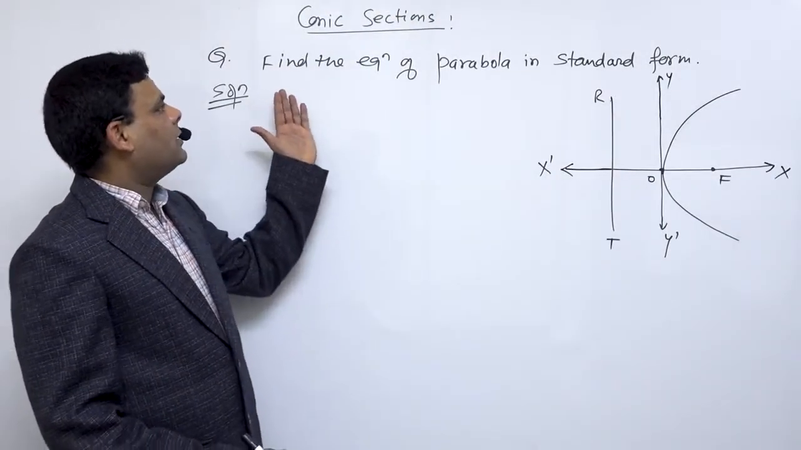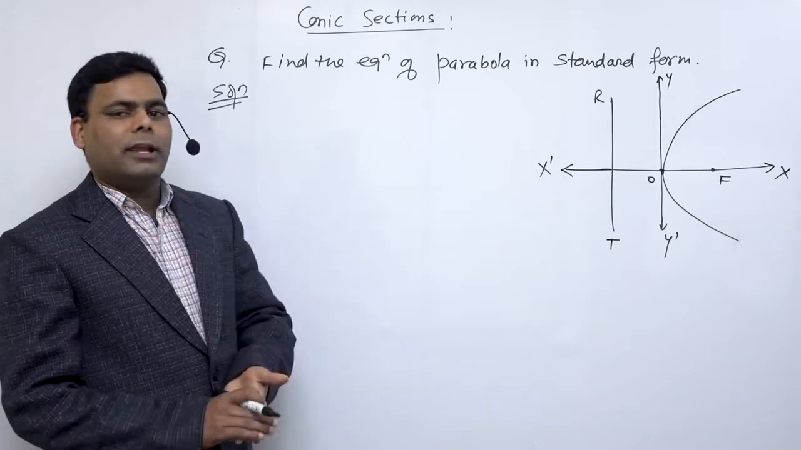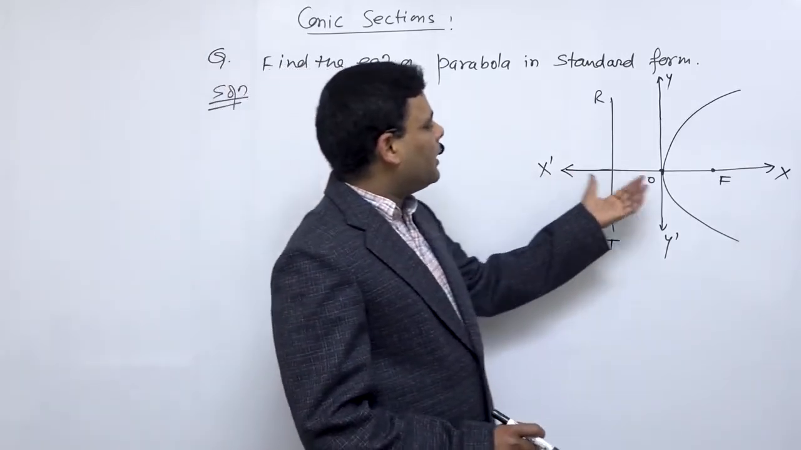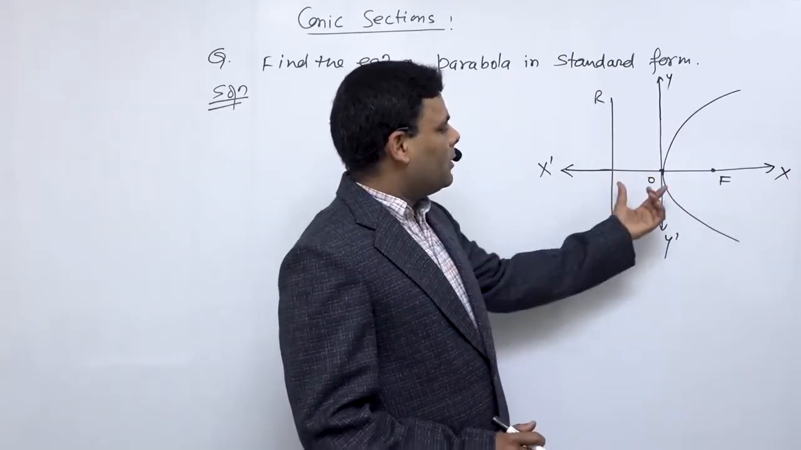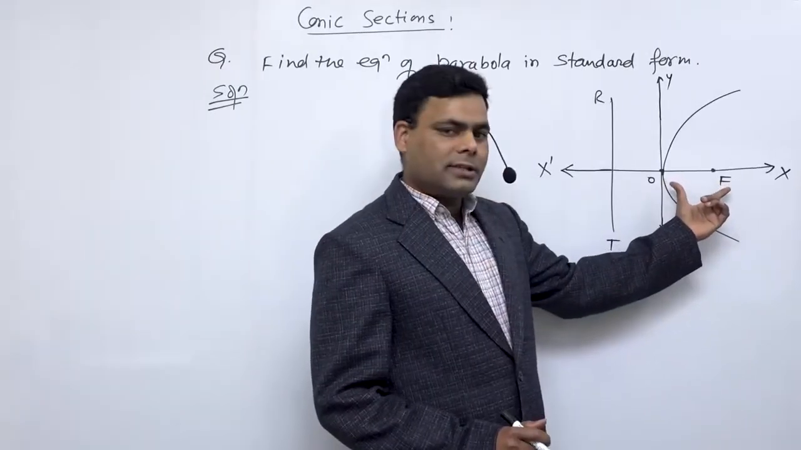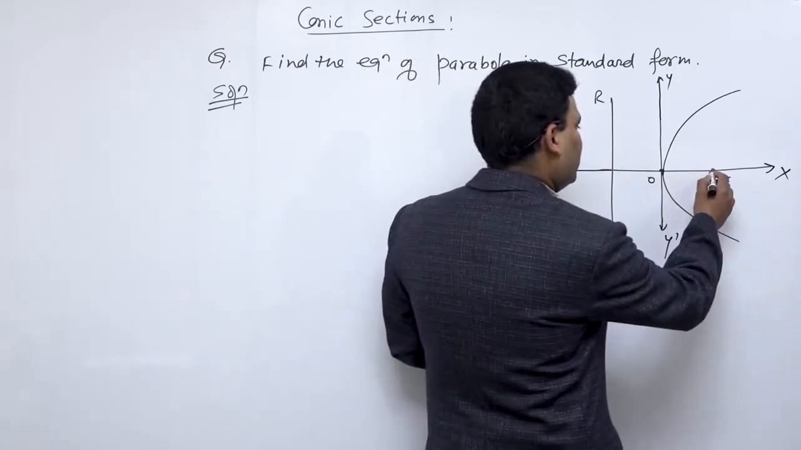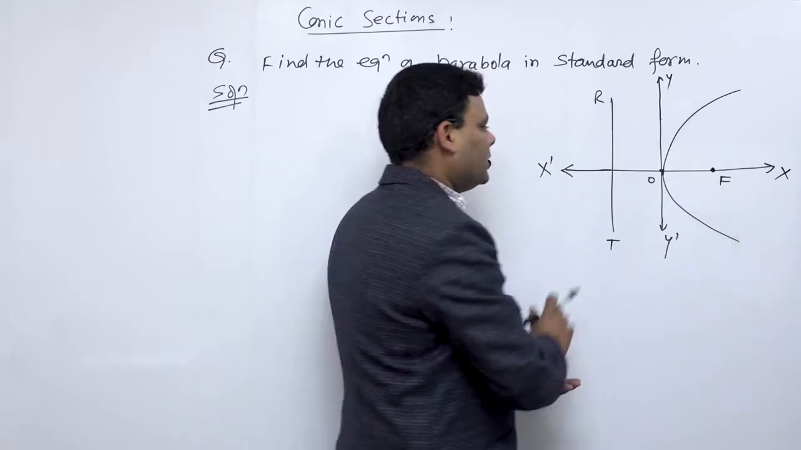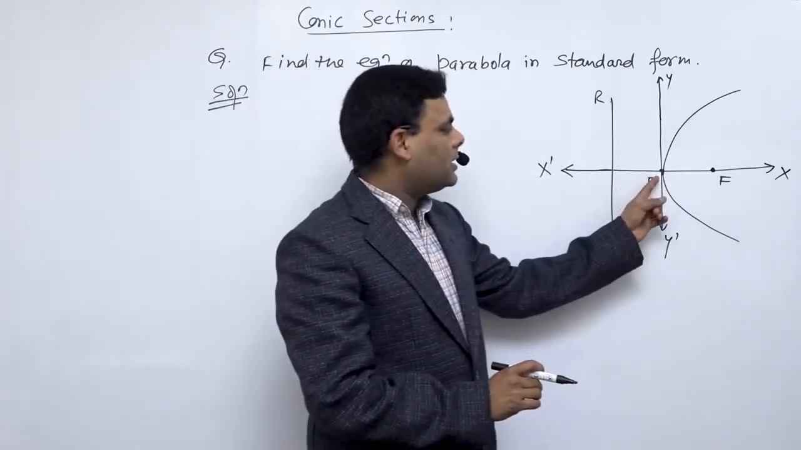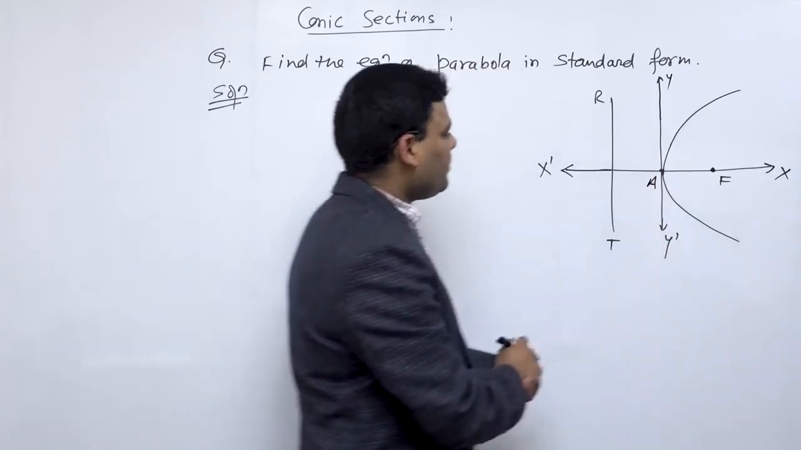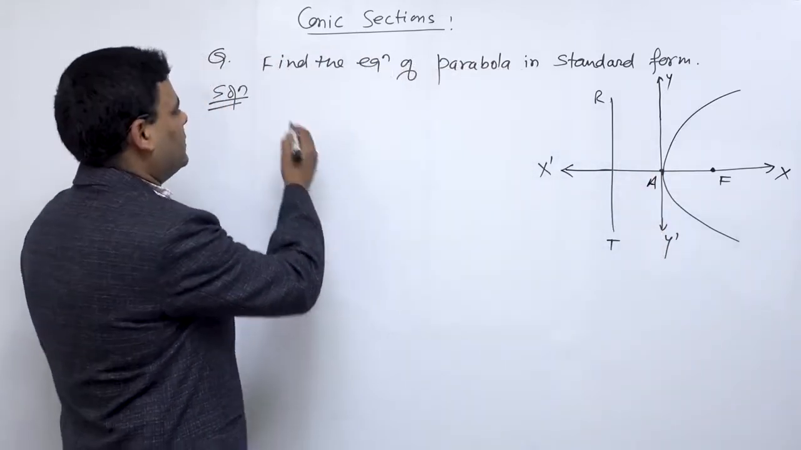Okay, now we have the question. Find the equation of parabola in standard form. In order to obtain the equation of parabola in standard form, we take x-axis as the axis of parabola and F as the focus, RT as the directrix, and vertex at origin. Let us take A.